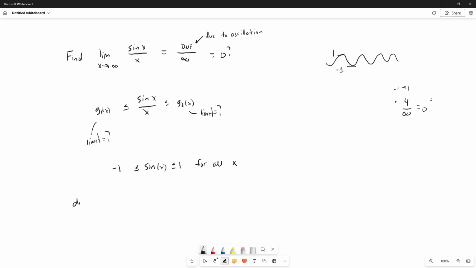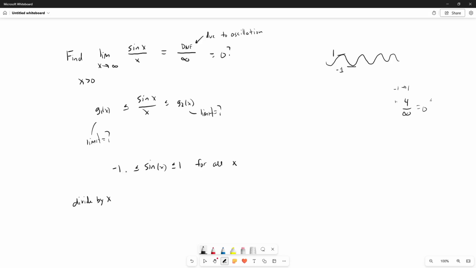Now when you multiply or divide both sides of an inequality, you might have to change the direction of the inequality symbols. If the x is positive, then you leave the inequality symbols the way they are. But if the x is negative, you have to switch them. Well, in this example, x is heading towards positive infinity. So we can assume that x is positive.